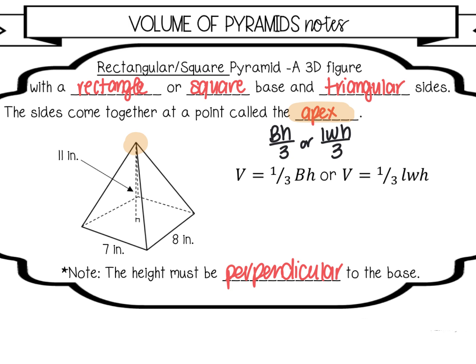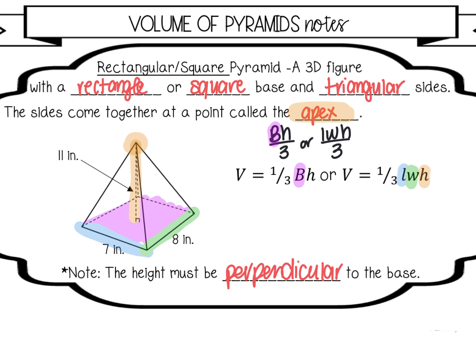So what do I have? What am I plugging in? My length times my width. Just showing you, this is considered my B. Okay, and then if you want to look at it, you have length times width times height. Has to be the perpendicular line.